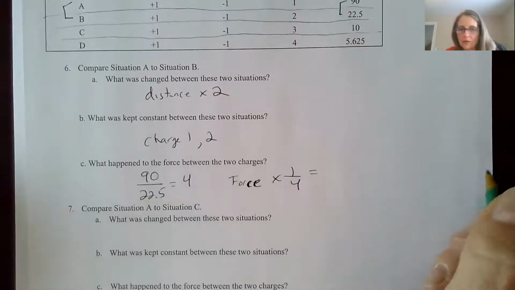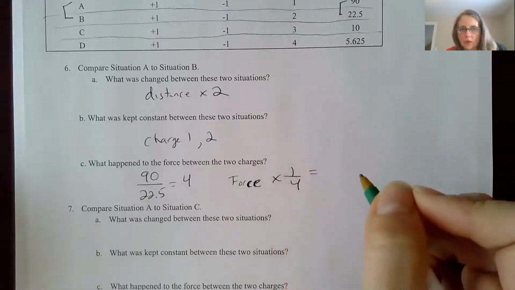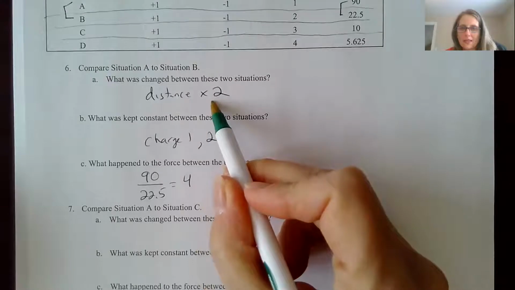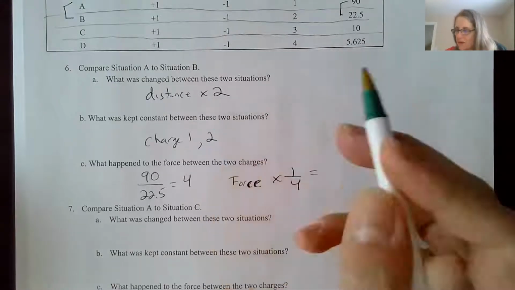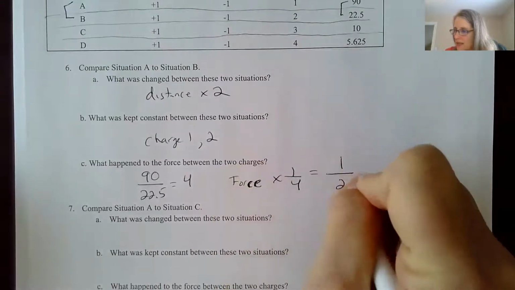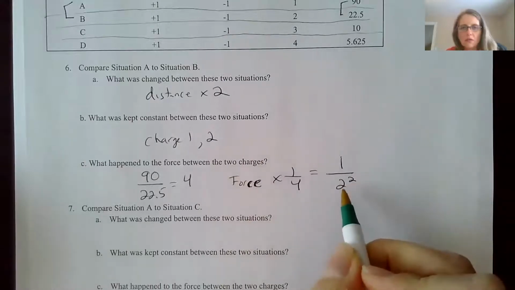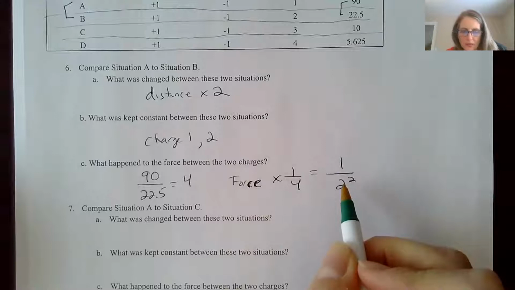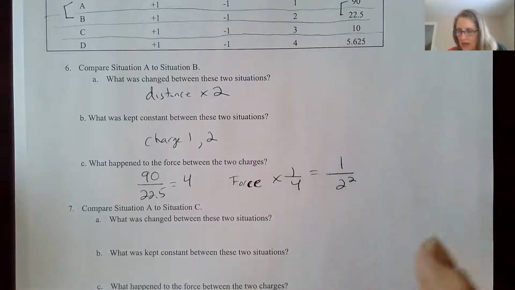Well, what is that equivalent to? Where is the 1/4 coming from? I essentially doubled the distance. It went up by a factor of 2, so I essentially squared that. Whatever I did to distance is what I did to the force, but it's an inverse relationship. So that's where that came from.